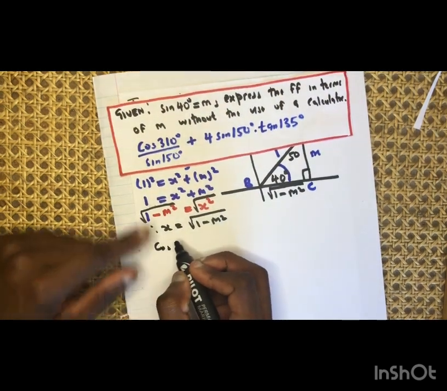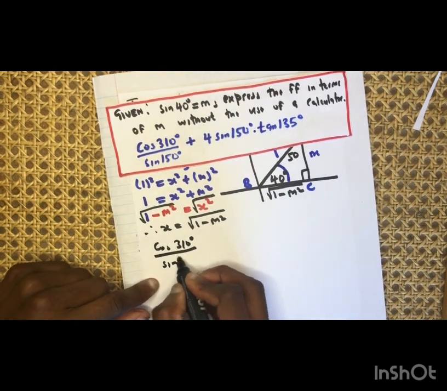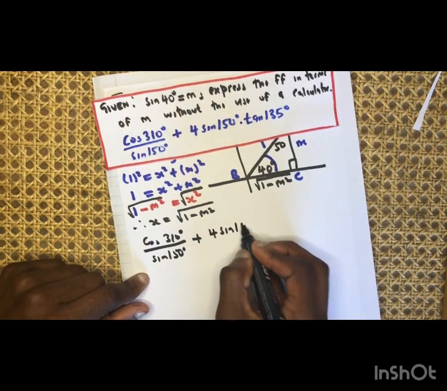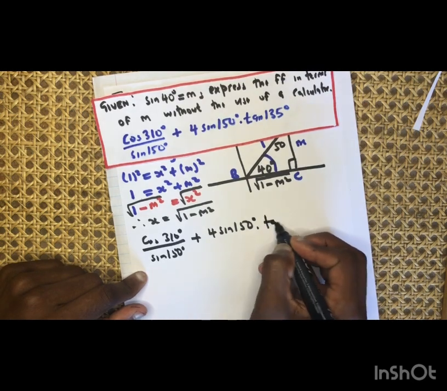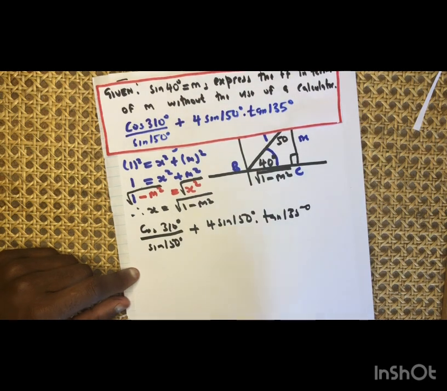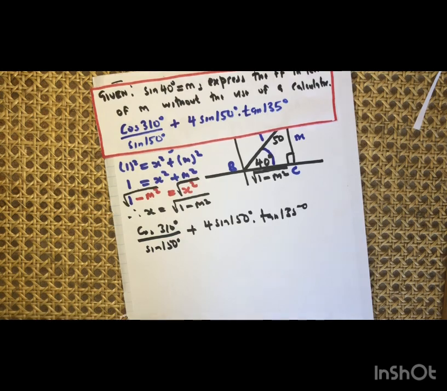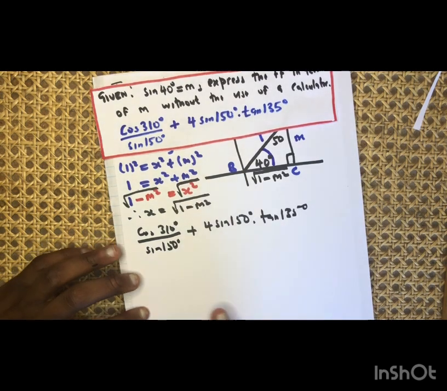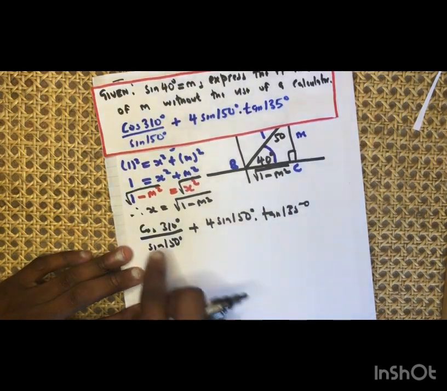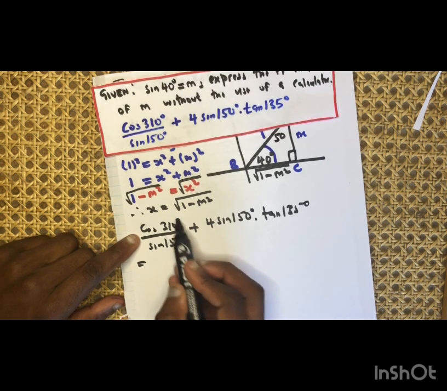We are given cos 310 all over sine 150 plus 4 sine 150 times tan 135. You have to remember when you are working with this, because it's a sort of simplification, you must remember your reduction. So if you watch my first video where we are dealing with simplification, you will be able to simplify this.